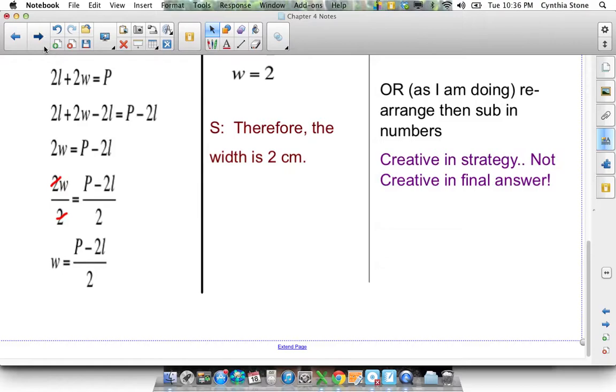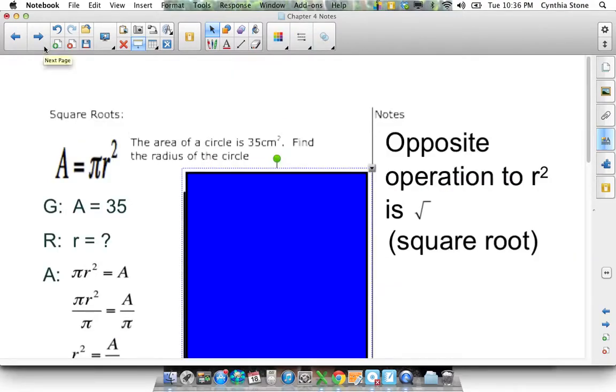Moving on, another example. So here's where you have a square root, and here you have to know that the opposite operation to something squared is the square root. Okay, so in this question we're given the area is 35 centimeters squared, and we need to find the radius. So given A equals 35, pi is 3.14. You should use your pi button, by the way, to be more accurate. R is what we're looking for.